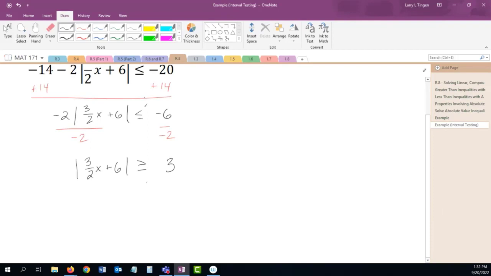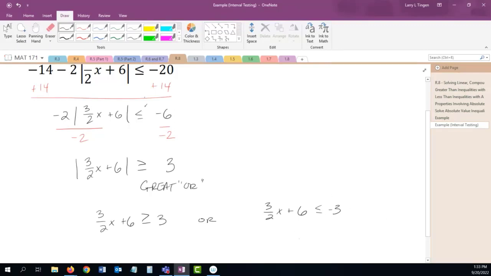And what have I got? I have a great-OR situation, which means this splits into 2. Either 3/2 x plus 6 is greater than or equal to 3, or 3/2 x plus 6 is less than or equal to -3.